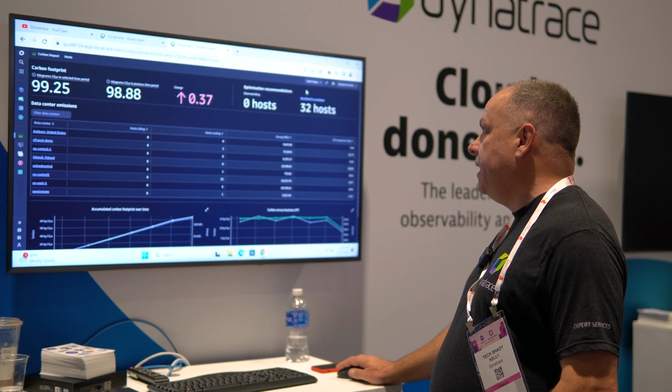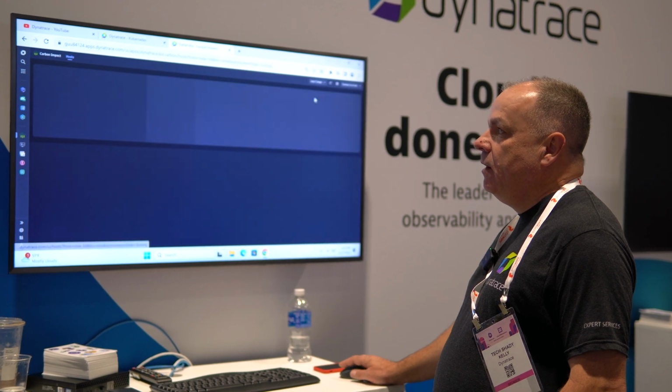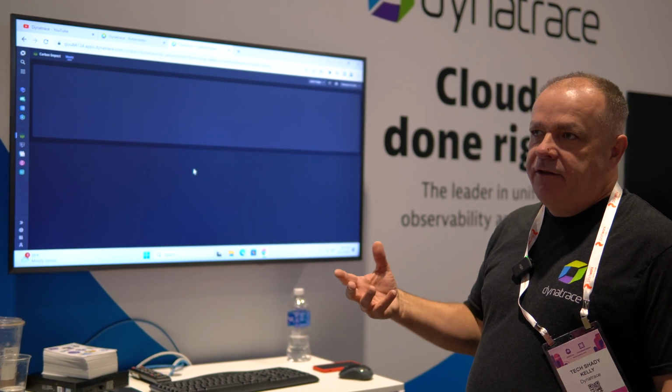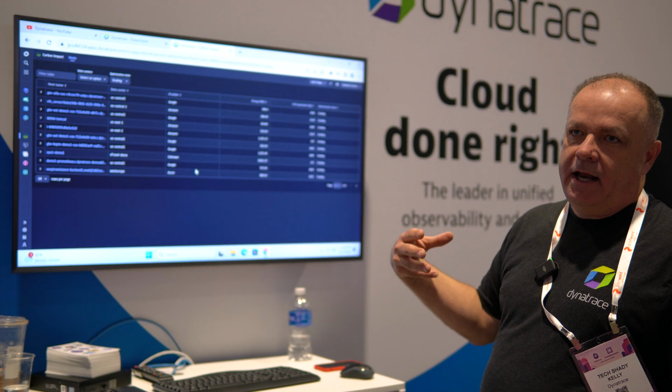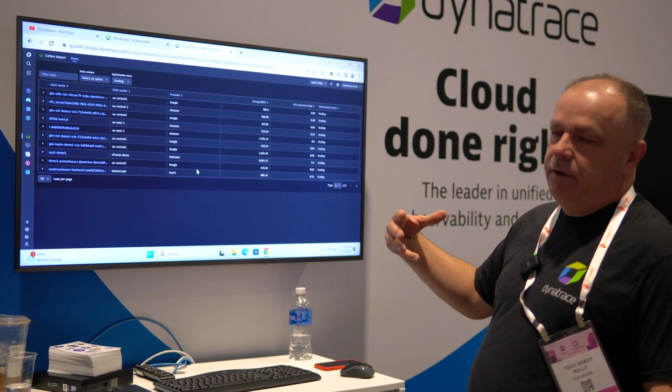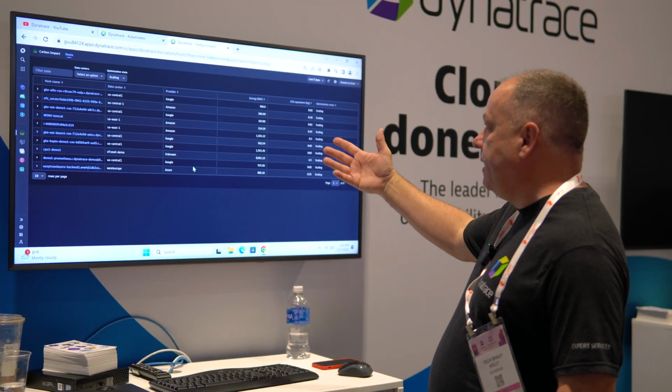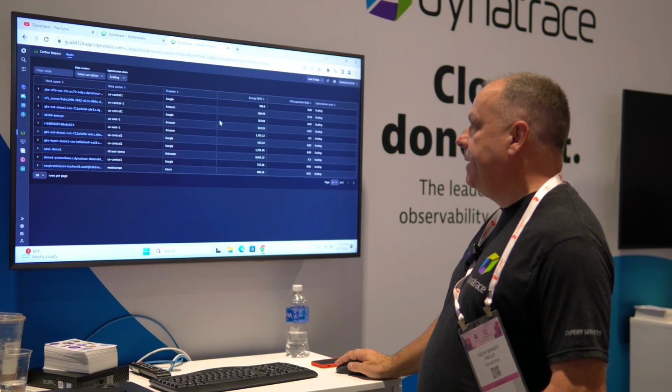Now, if I go over here to identify the host for scale down, with one click now, I can generate and look at any of the hosts that are candidates for us to scale down to reduce the overall carbon footprint. And you can see each one here sorted by the ones that have the biggest impact.